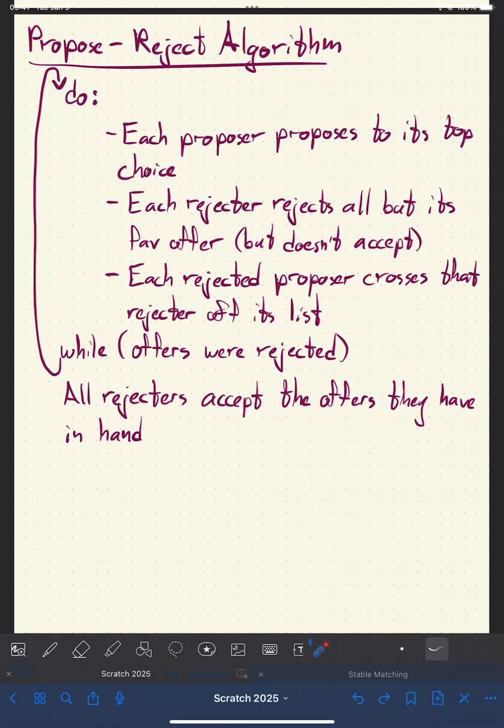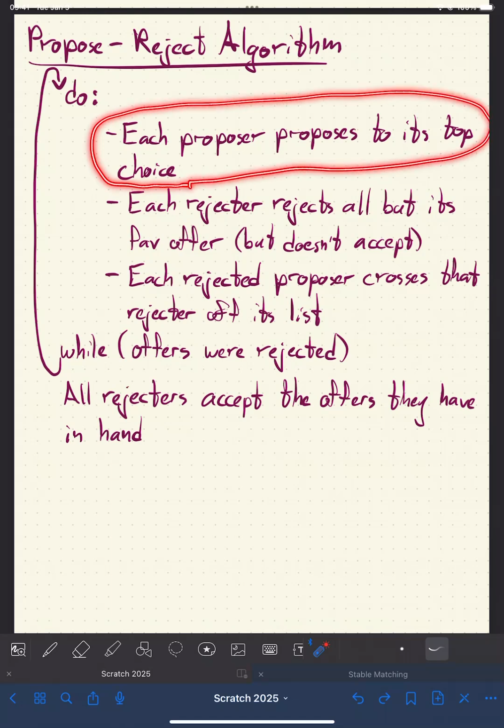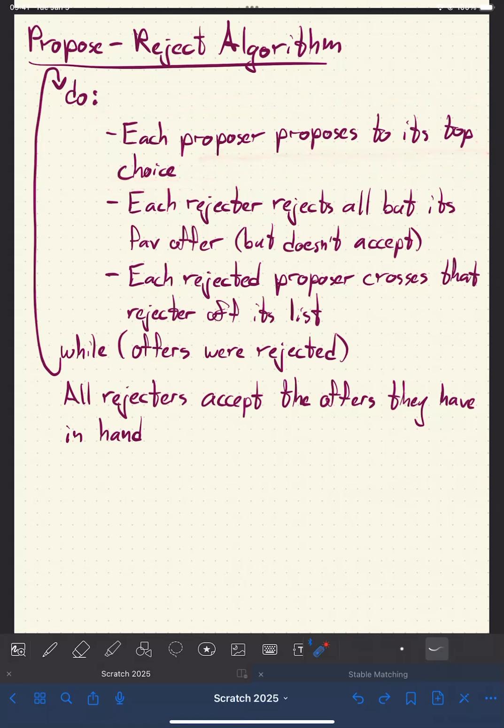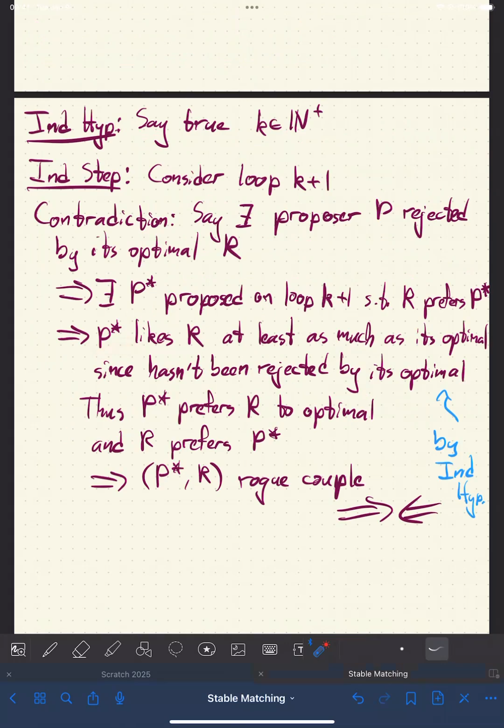That only happens, again, looking at the algorithm, if it likes R at least as much as its optimal, because the proposer is always choosing its top choice. So if P star is choosing its top choice, it must like R at least as much as its optimal, because it didn't need to cross its optimal off its list because it didn't get rejected by its optimal. That's the inductive hypothesis. So it likes R at least as much as its optimal. So that means that P star prefers R and R prefers P star. That means P star and R is a rogue couple.